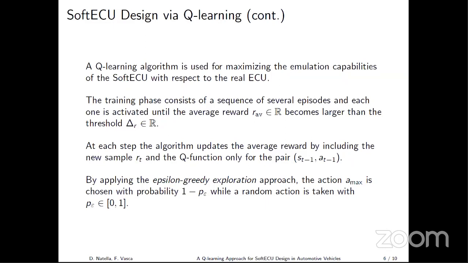The algorithm provides the computation for the action to be applied. First, the action A_max, which maximizes the Q function, is determined. Then, in order to ensure the exploration feature, A_max is chosen with probability 1 minus P_epsilon, while a random action different from A_max is taken with probability P_epsilon. The parameter P_epsilon is updated according to the epsilon-greedy exploration, which is a part of the Q-learning algorithm, and P_epsilon is decreased after each episode by a suitable decay rate. In our algorithm, that decay rate is theta.